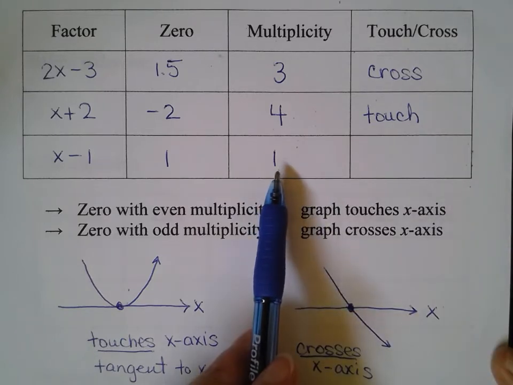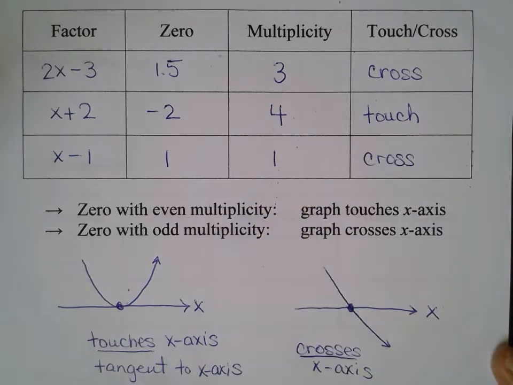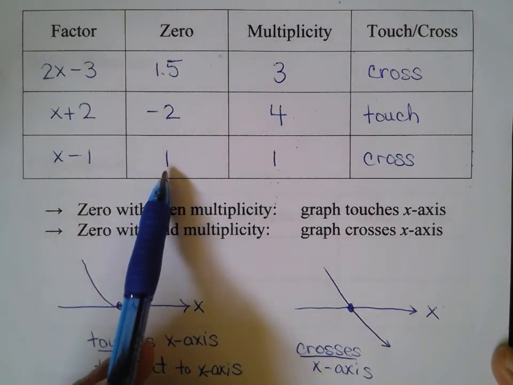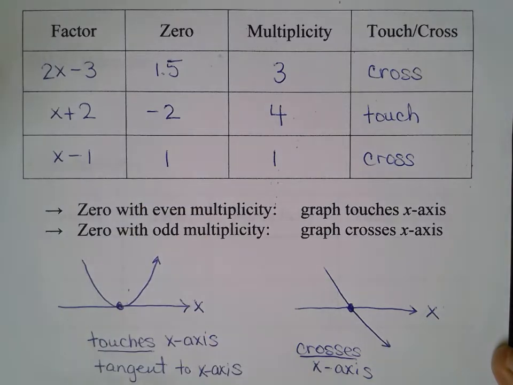And then the last one here is a multiplicity of 1, which is also odd. So it's going to cross the x-axis, and it'll cross the x-axis at x equals 1. Okay, so this is called the multiplicity. We look at how many times a factor is repeated, and that's going to tell us whether the curve is going to touch or cross.